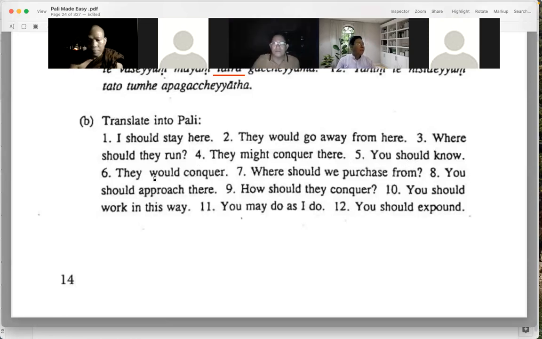And then number 6, they would conquer. So they mean they, that was in plural word, so imperative optative, so ayo, and the conquer mean jina, they jine yo. Okay. And then number 7, where should we purchase from?